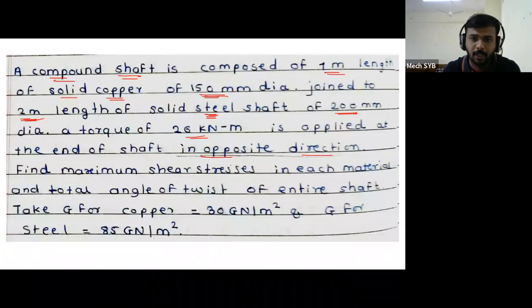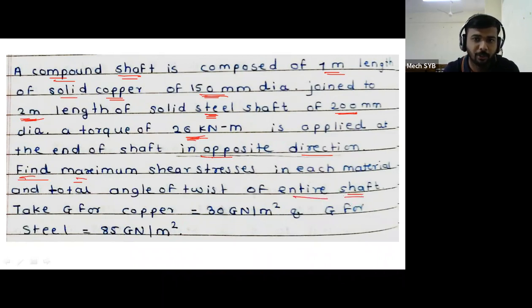Okay, so the problem: a 26 kilonewton meter torque is applied at the end of the shaft in opposite direction. Means the shaft is not fixed at one side. It is free from both sides. Therefore, they have given the condition that 26 kilonewton meter torque is applied in opposite direction at both sides. Find the maximum shear stress in each material and the total angle of twist in the entire shaft.